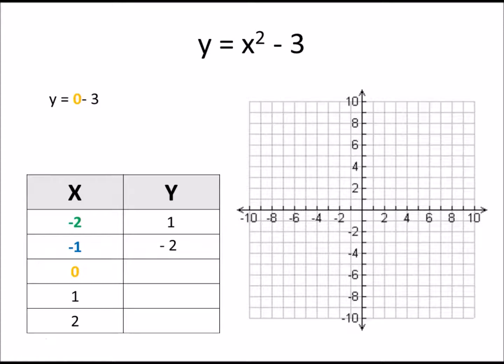So now x equals 0. 0 squared is 0. 0 minus 3 will give us -3. 1 squared minus 3, so that equals 1 minus 3, and that gives us -2 as the y value. And then 2 squared minus 3 will give us 4. 4 minus 3 will equal 1.